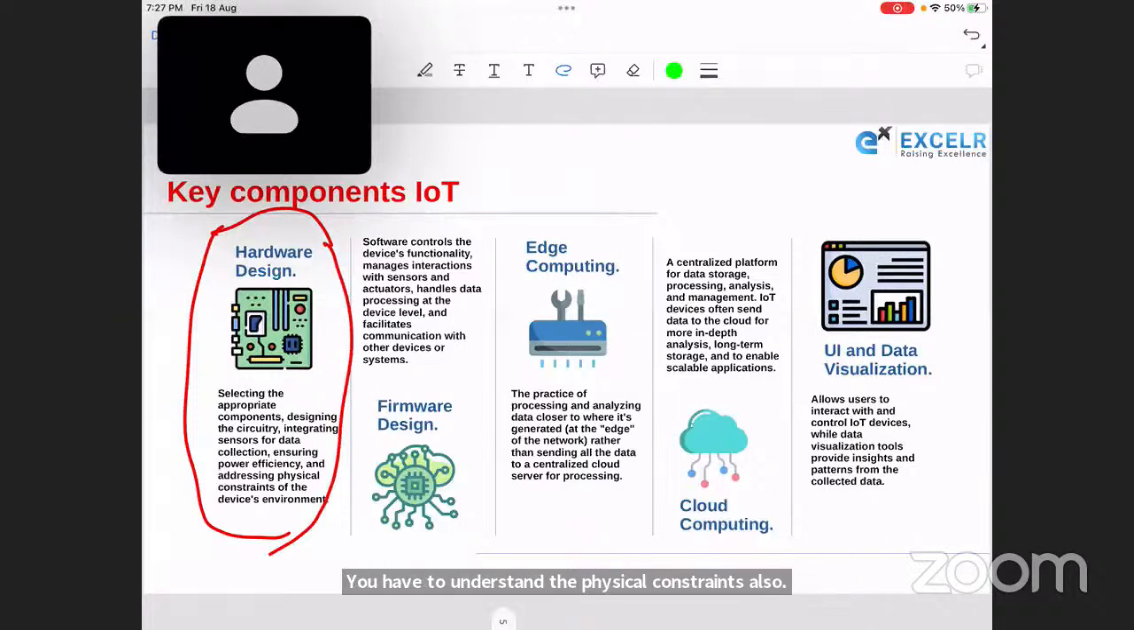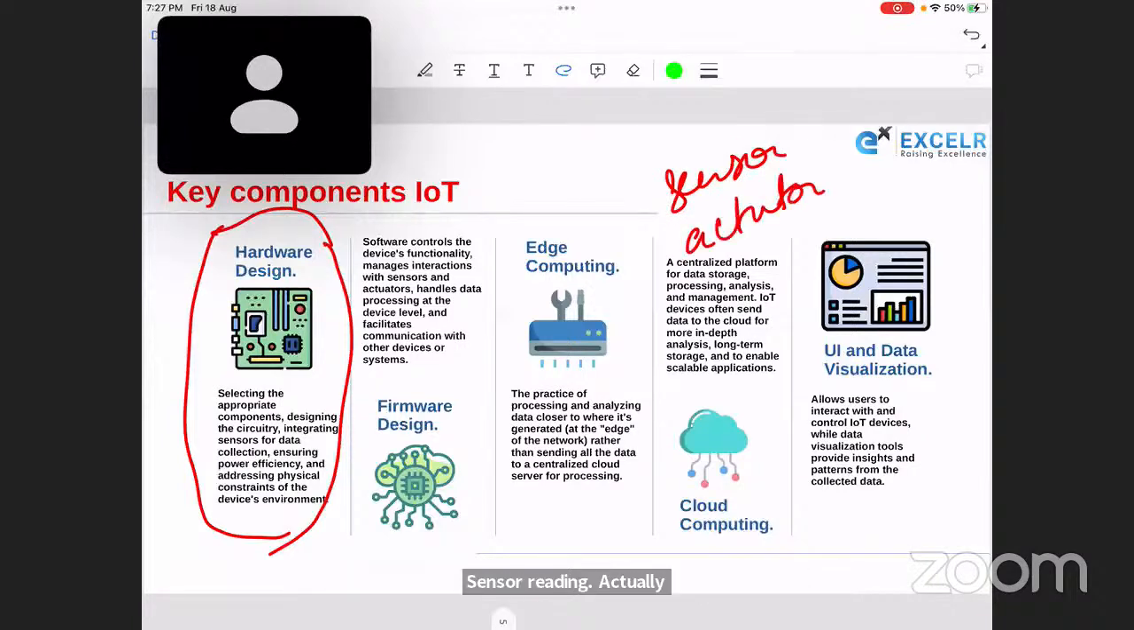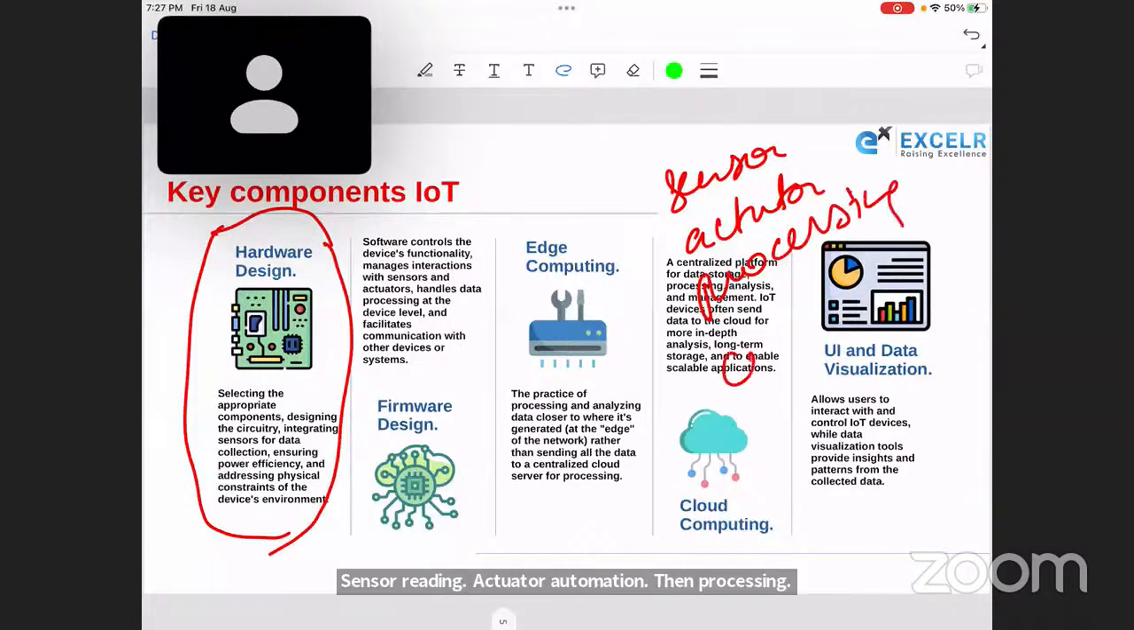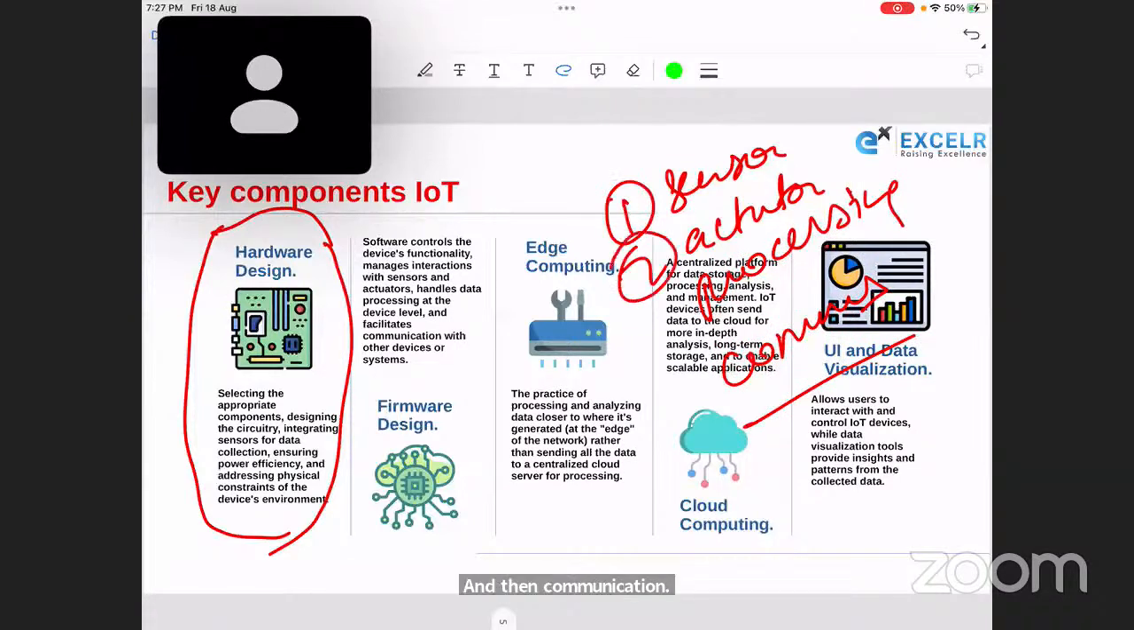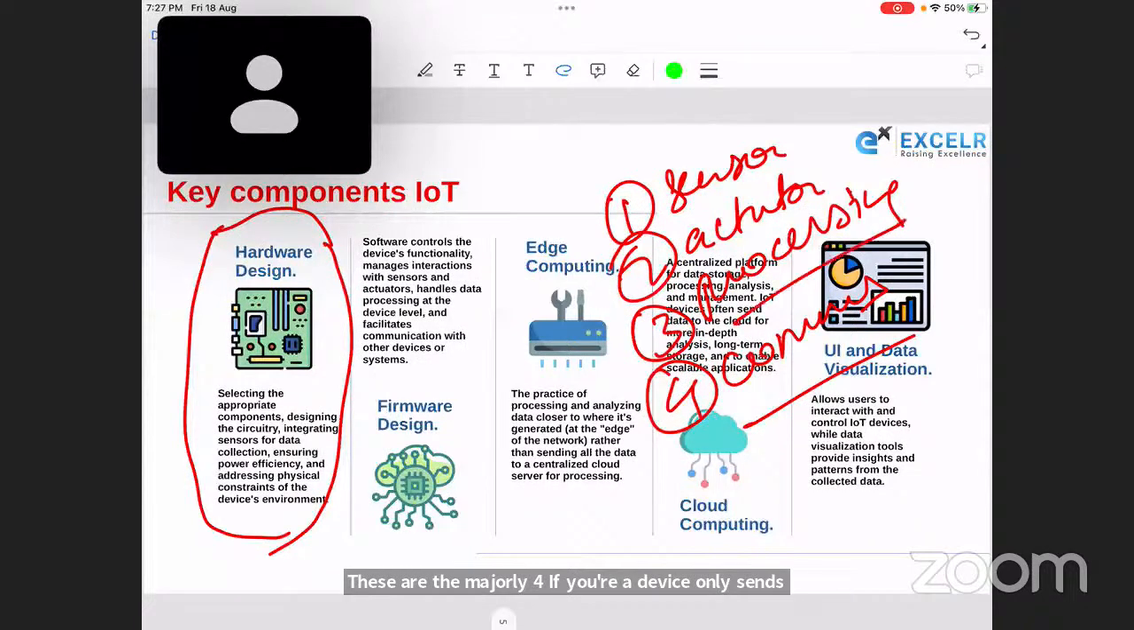Firmware design, let's say, functionality manages interaction with the sensor. So we have sensor reading, actuator automation, then processing, and then communication. These are majorly 4 parts. If your device only senses or only actuates, then one part is gone. But processing and comms are common to all IoT devices. Okay. So this is where your algorithm comes into the picture, how I should process the data.